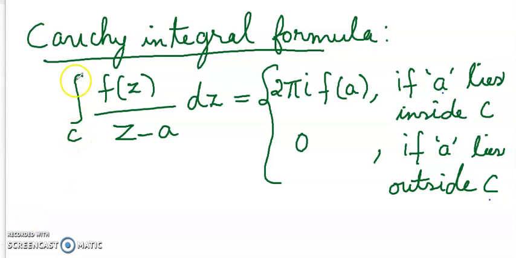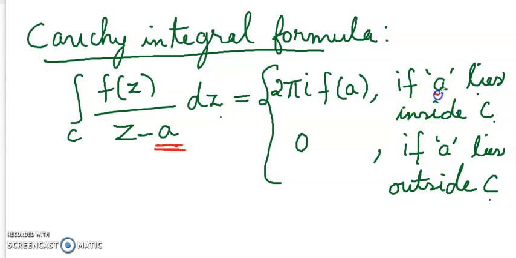In this video, we will learn how to apply Cauchy integral formula. Cauchy integral formula is: integral over C of f(z) by (z minus a) dz is equal to 2 pi i f(a) if a lies inside C, and 0 if a lies outside C. So here the main thing we have to identify is whether the given integral is of this form f(z) by (z minus a). And then we have to find a value.